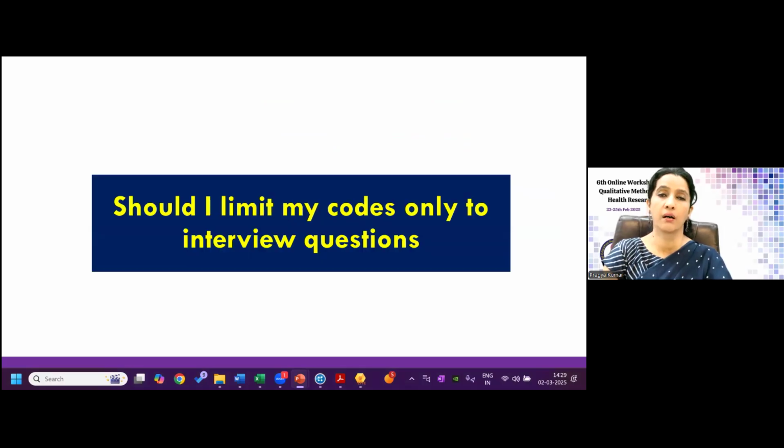One question is, should I limit my codes only to interview questions? Should I be doing the coding process only on the interview questions? No, that is not required. You can even code the analytical memo which you have written, or field notes. If you write field notes, you can also import that as a file and code that.